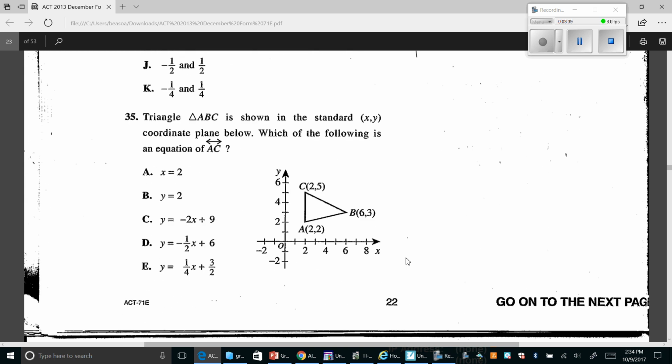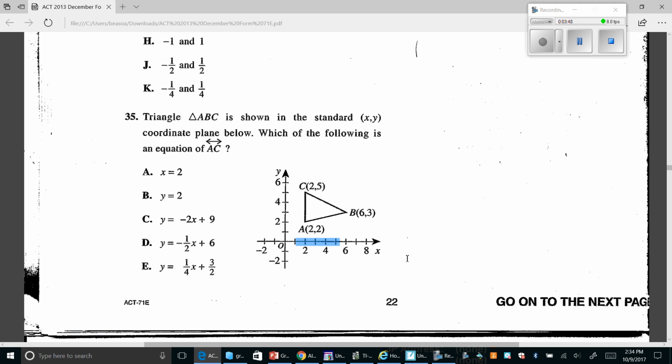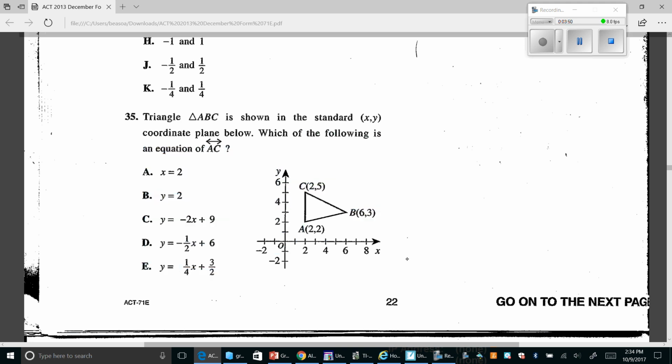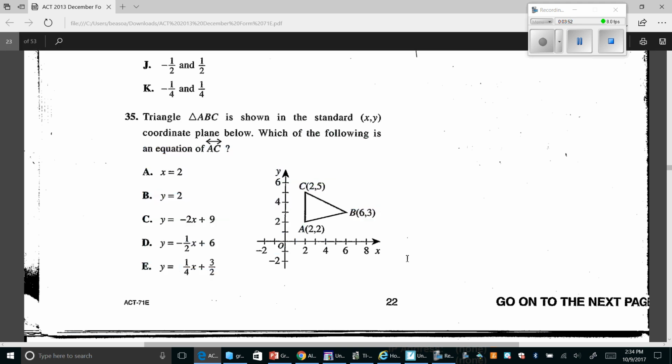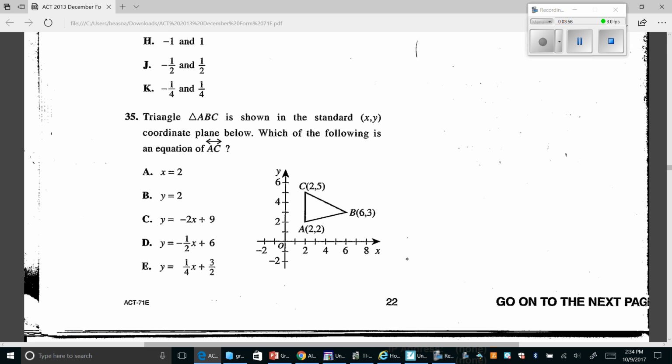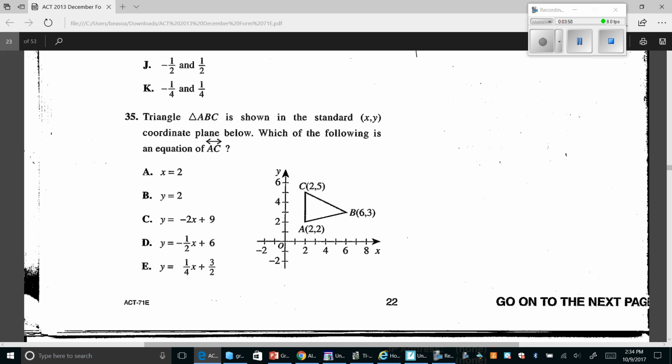All right, for 35, we have this triangle that's shown in the standard plane. Which of the following is the equation of AC? If you'll look, AC is going straight up and down through (2, 5) and (2, 2). The slope of a vertical line is undefined. Every vertical line that I draw like this is always x equals some number.